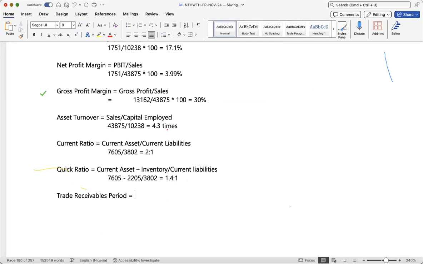What's the formula for that? Trade receivable over credit sales, multiplied by what? 100. 365 days. 5 days. Okay.